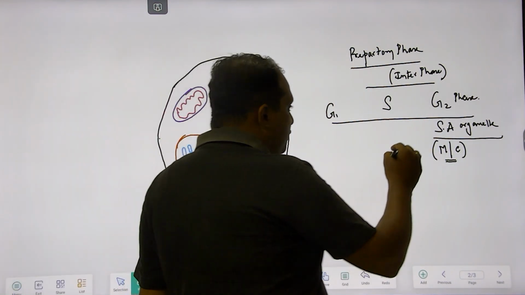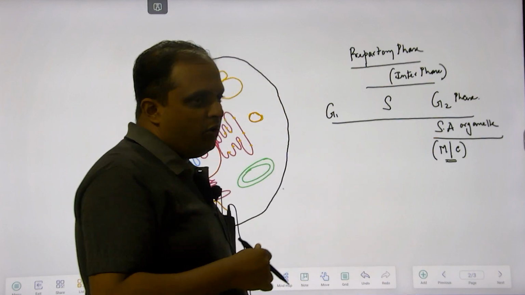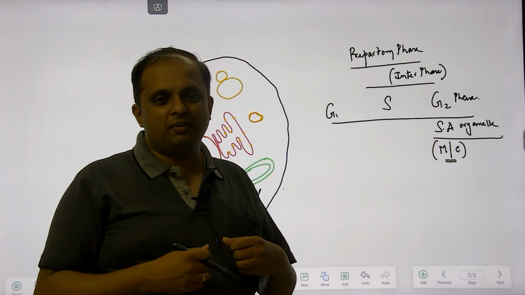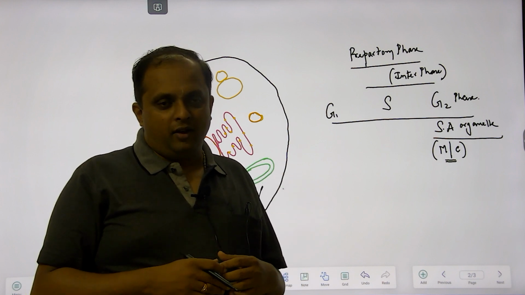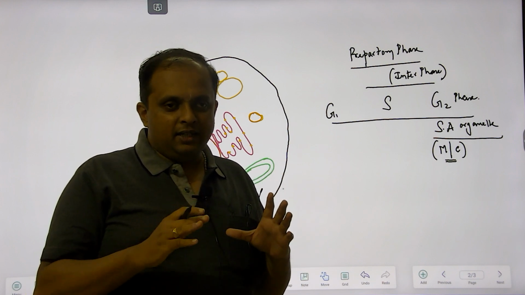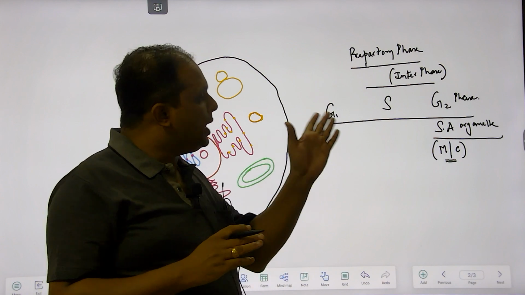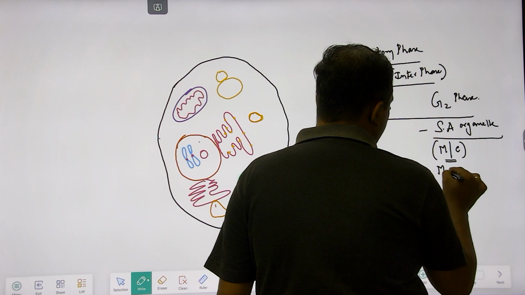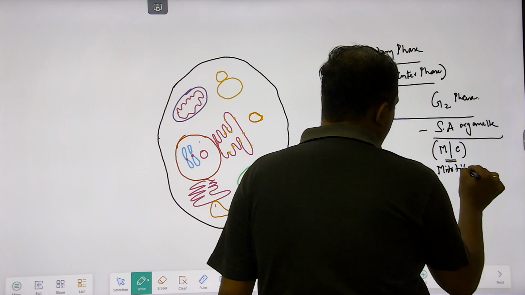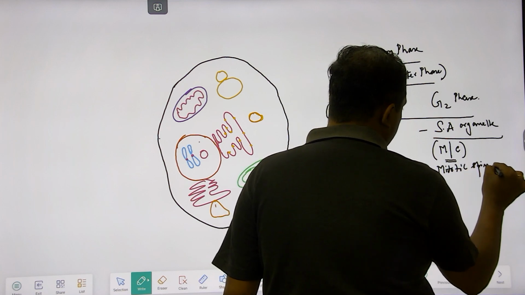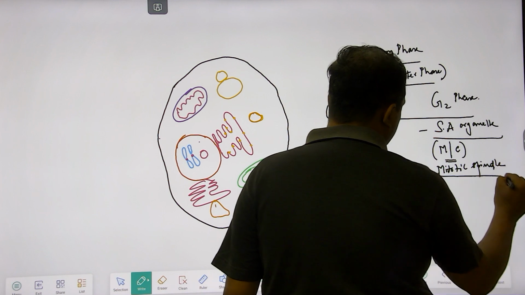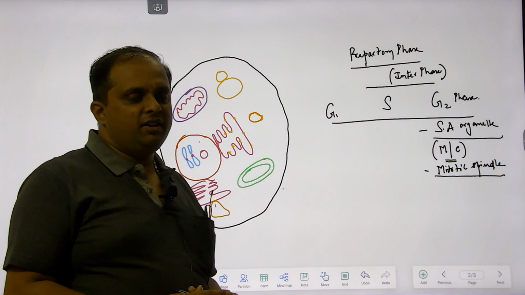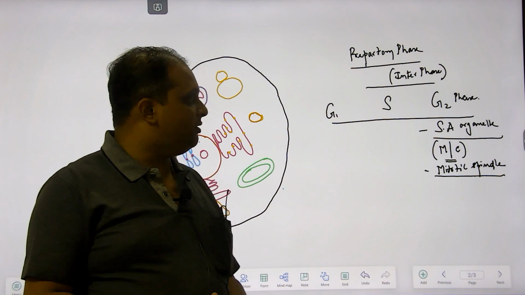And friends, in coming videos you will be talking about a thing called the mitotic spindle. So just remember that mitotic spindle formation does happen in the G2 phase. So this is one thing. The other one is the formation of the mitotic spindle in the G2 phase. So these are going to be the major events in the G2 phase.